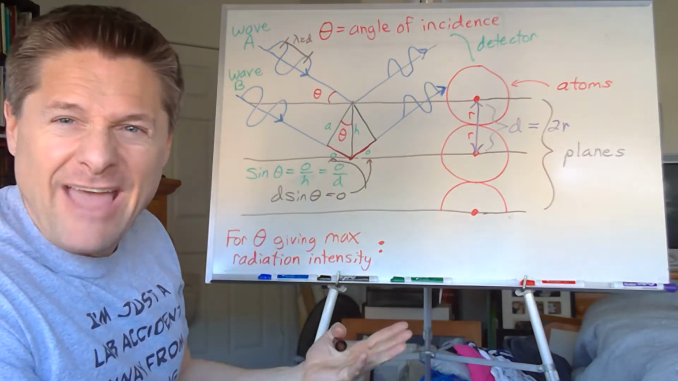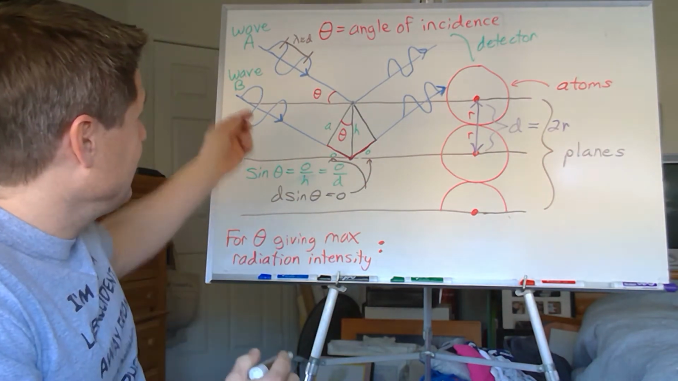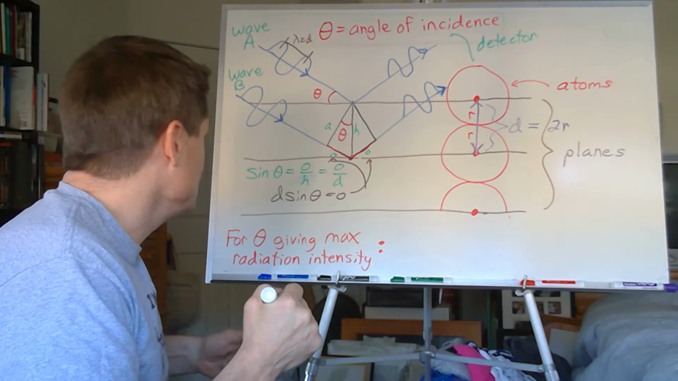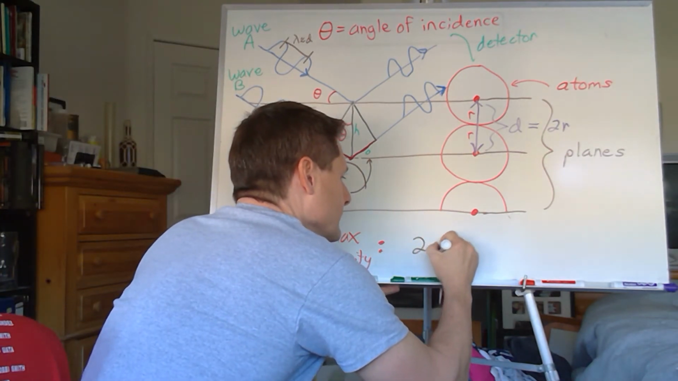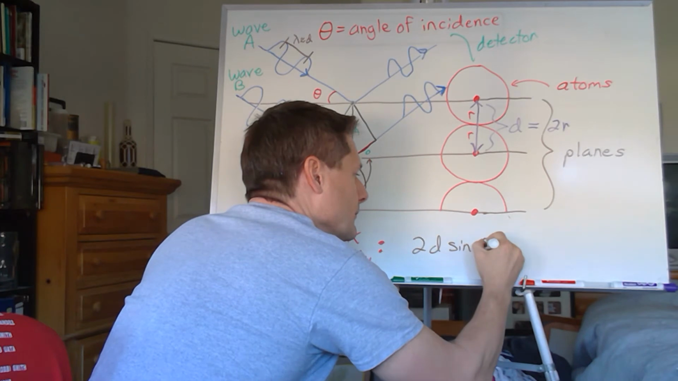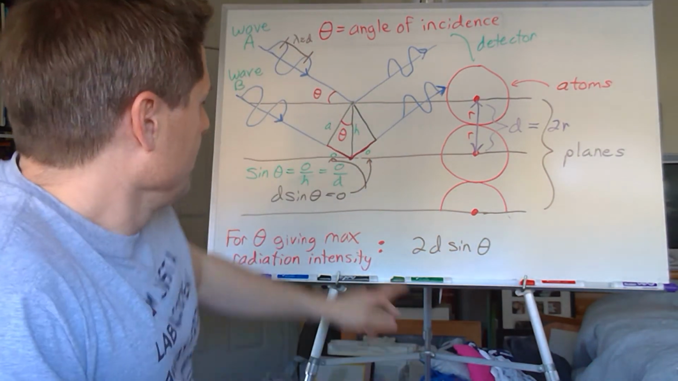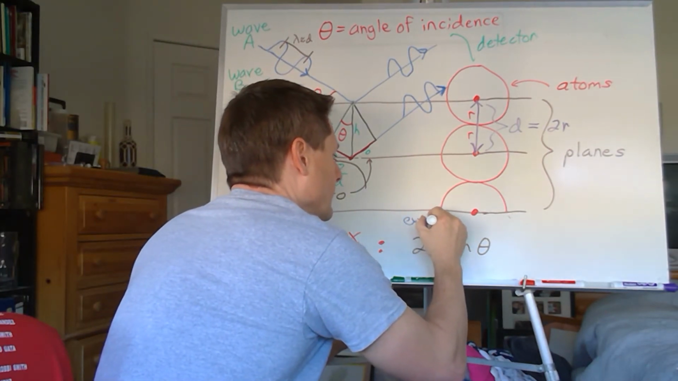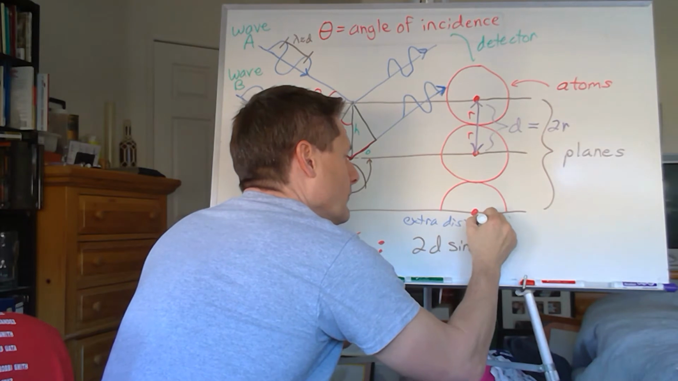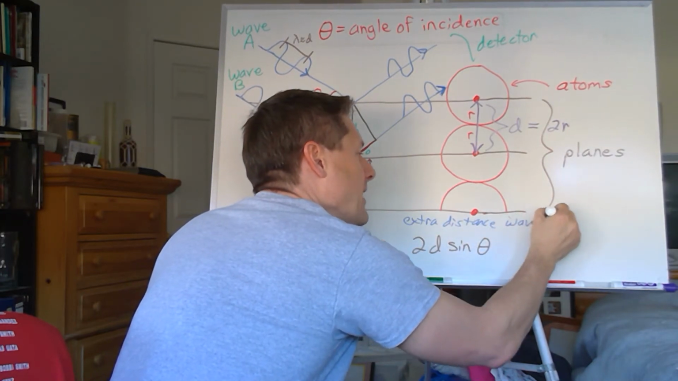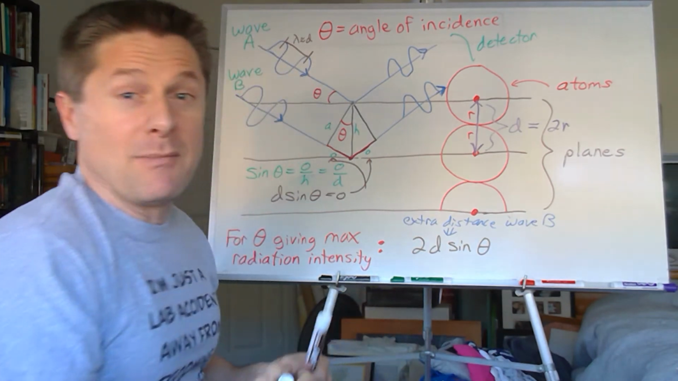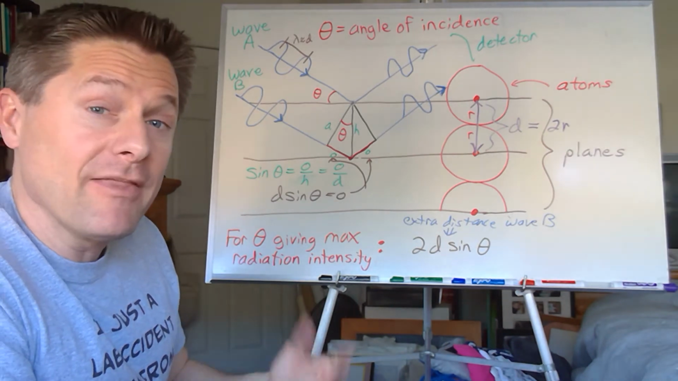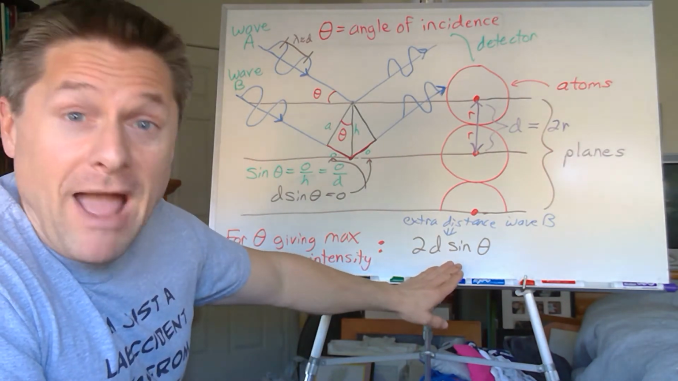So if I have two of them, can I add those together? That extra distance wave B travels would be 2d sine theta. Right? That's the extra distance traveled that wave B travels. I'm not going to get into gory detail, but hopefully just enough to make you think, okay, I've got a basic understanding of how this X-ray diffraction works. Obviously, we're deriving the Bragg equation here.